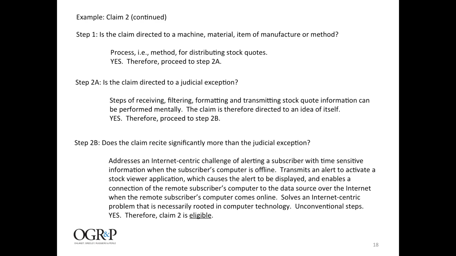However, step 2A, is the claim directed to a judicial exception? Well, just like in claim 1, yes, there is the judicial exception. There are the steps of receiving, filtering, formatting, and transmitting that can be performed mentally. So the examiner will say, yeah, got an abstract idea here. Then we get to step 2B, and we address the question, does the claim include limitations that recite significantly more than the judicial exception? Well, let's go back to those italics on page 17.